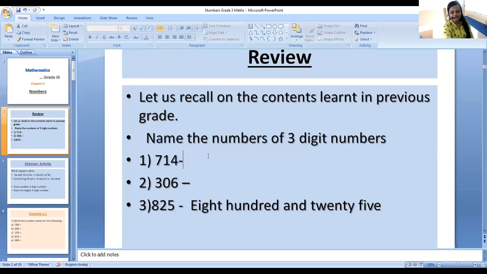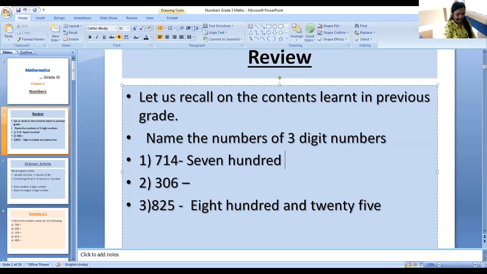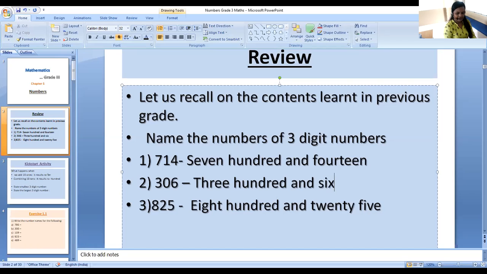Here we are going to recall one of the questions I have solved for you. Could you assist me with 714? How would I read this number? Yes, it would be 714. Then 306. It would be read as 306. We have also solved 825. That is 825.